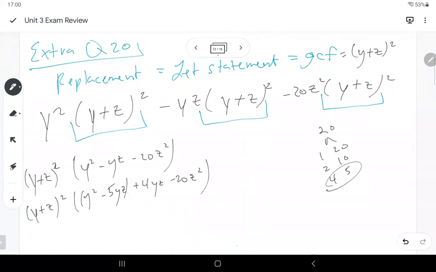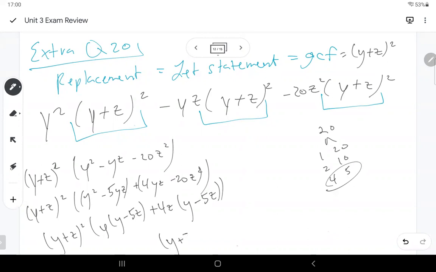We're going to go straight into factoring by grouping. So y plus z quantity squared. We're going to pull out a y. We're going to be left with y minus 5z. We're going to pull out a 4z and be left with y minus 5z. So your final answer is y plus z squared, y plus 4z, y minus 5z.